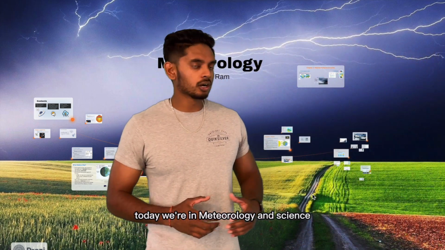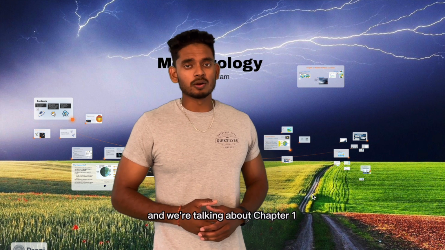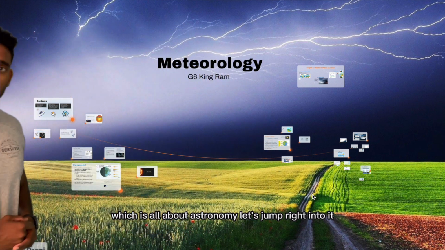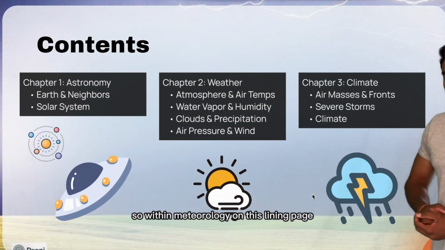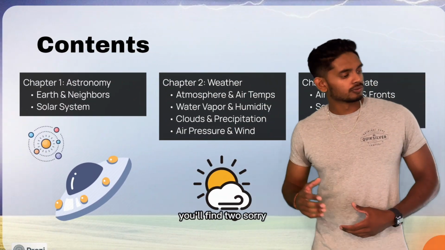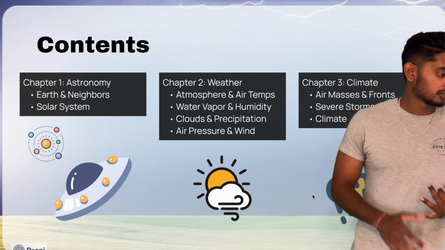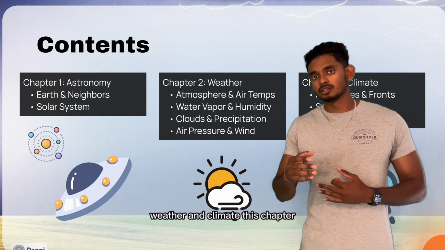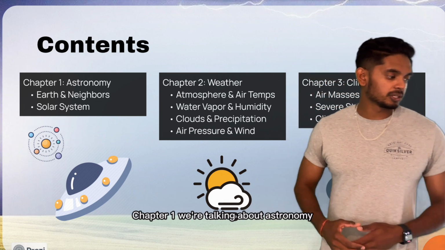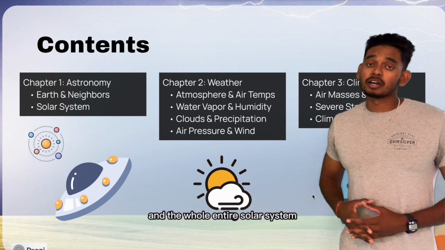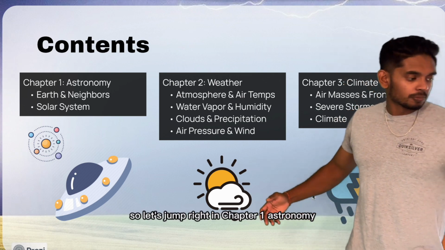Today we're in meteorology and science, and we're talking about chapter 1, which is all about astronomy. Let's jump right into it. Within meteorology, on this landing page, you'll find three chapters: astronomy, weather, and climate. This chapter, chapter 1, we're talking about astronomy, which is going to be talking about Earth and its neighbors and the whole entire solar system. So let's jump right in.